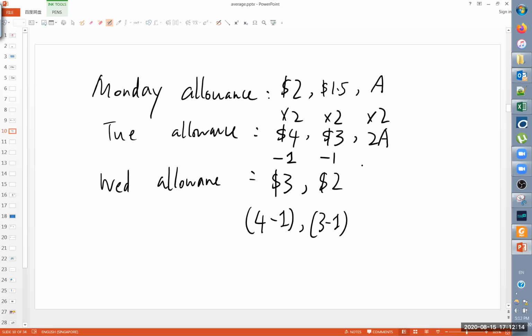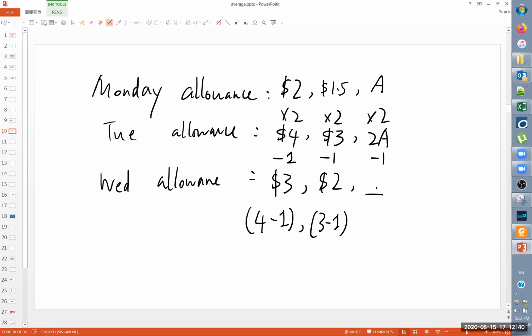Okay. Then what about this? How do you get this? 1A. Huh? Where's my 1A? I thought you are supposed to use 4 minus 1, right? And then 3 minus 1, right? So similarly, you should take 2 minus 1.